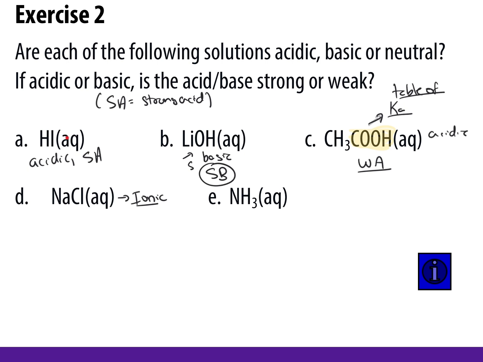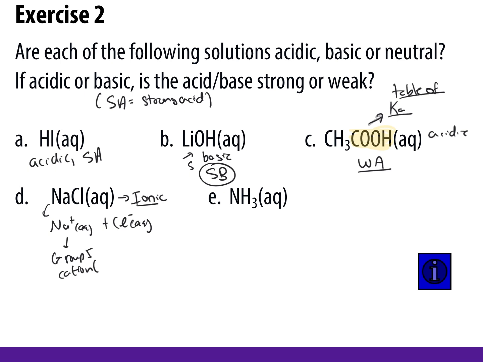HI was a molecular solid. CH3COOH was also a molecular solid. But since NaCl is ionic, the first thing we're going to need to do with it is dissociate it into its ions and think about the properties of those ions. So the two ions that this makes in solution are Na+ and Cl-. Now we think about the acid-base properties of each of those. Na+ is a group 1 cation.